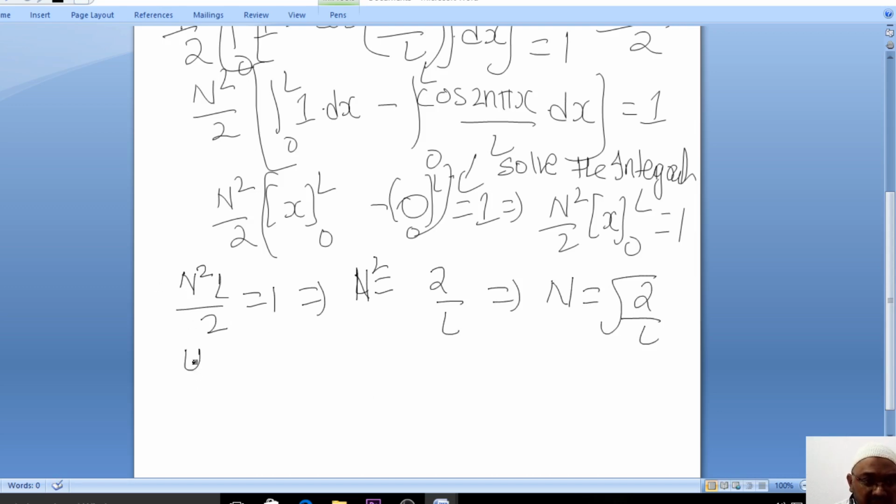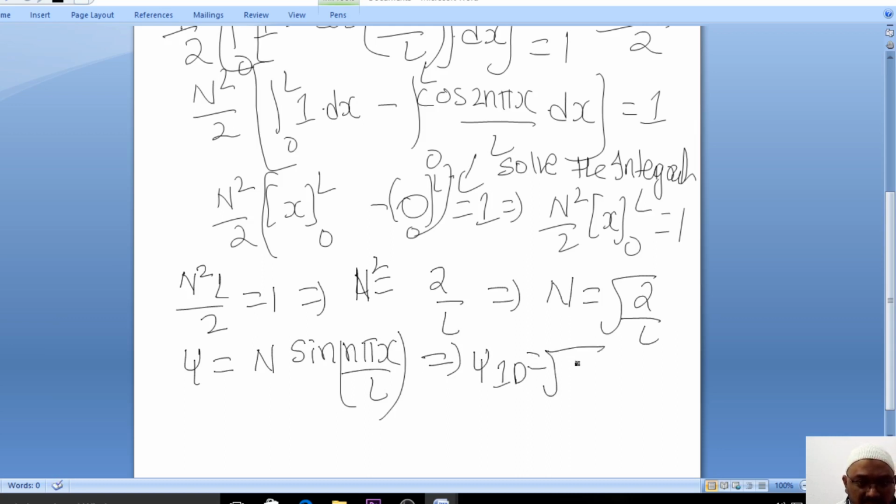What is that basic equation? Psi is equal to n sine n pi x by L. Now this is our basic equation. That basic equation for one dimension will become, instead of n, the value we got, under root 2 by L sine n pi x by L. Now this is the wave nature of the particle that we have assumed.